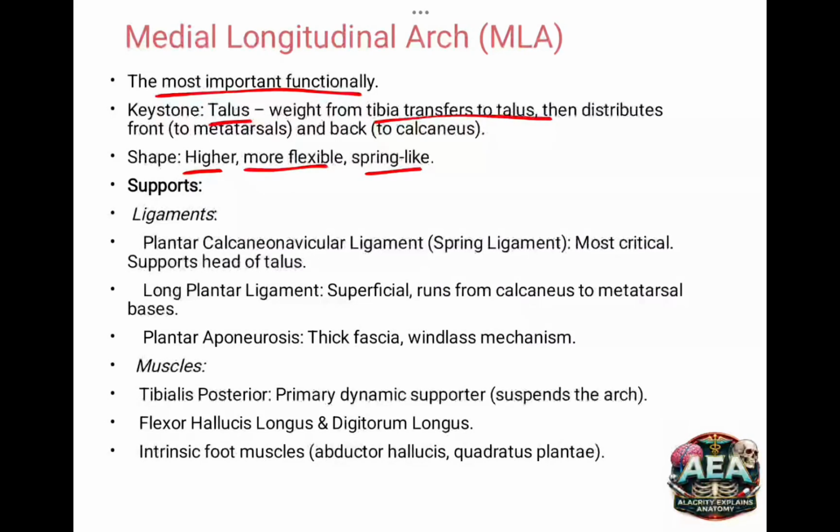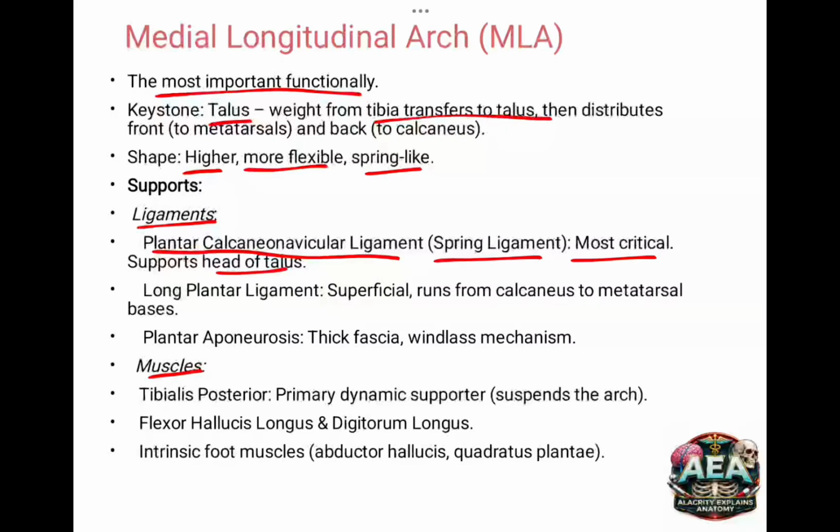It has structures that serve support function. These include ligaments and muscles. For the ligaments, we have the plantar calcaneo-navicular ligament, that is the ligament on the plantar aspect that connects the calcaneus to the navicular. Anatomical terms are such that from the names, some of them, you'll be able to figure out what they represent or where they are located. Plantar calcaneo-navicular ligament, also called the spring ligament, is a ligament on the plantar aspect of the foot, and it is joining the calcaneus and the navicular bone. It is the most critical and supports the head of the talus.